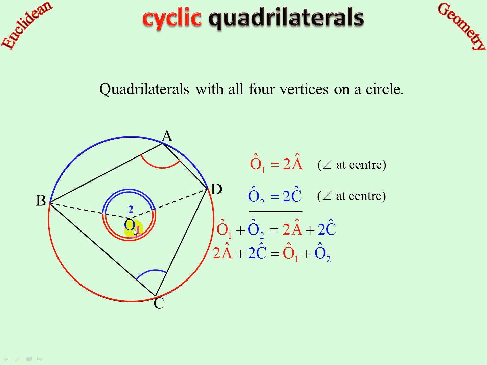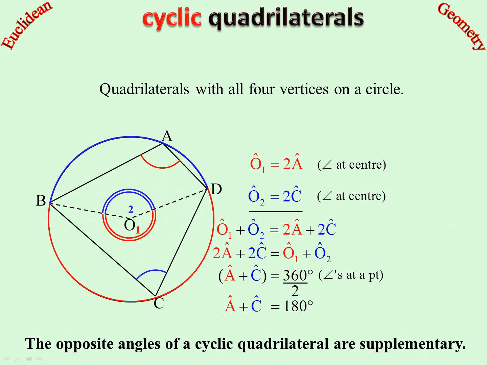O1 plus O2, well, those are angles round a point, and I can factorize here. Angles at a point, which means A plus C is 180 degrees. A plus C must always add up to 180 degrees. Now those two add up to 180, all four add up to 360, which means these two must add up to 180. So we have a theorem which says the opposite angles of a cyclic quadrilateral are supplementary, add up to 180 degrees.